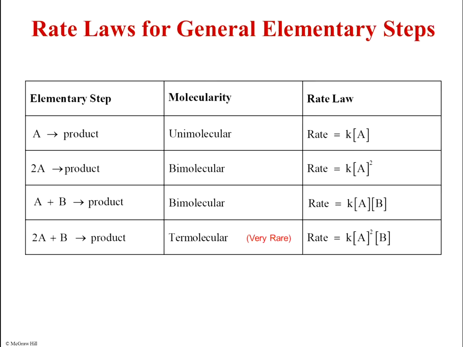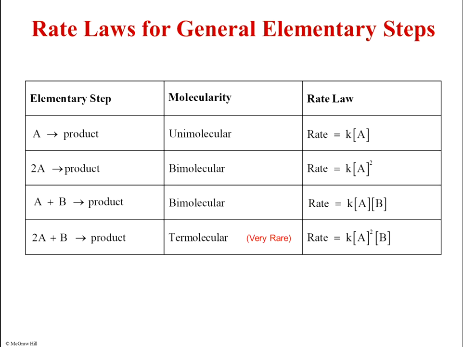Here is a table showing rate laws for general elementary steps. If A goes to product, the molecularity is unimolecular, so the rate law is k times A to the first power. If two molecules of A collide to give product, it's a bimolecular system. The rate goes as the square of A. If A plus B goes to product during our elementary step, it's bimolecular. It's first order in A, first order in B, second order overall.